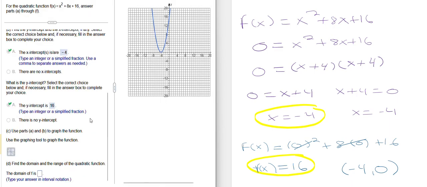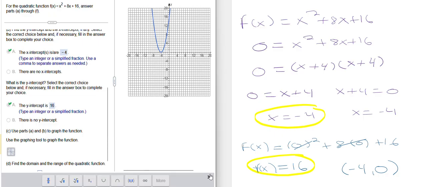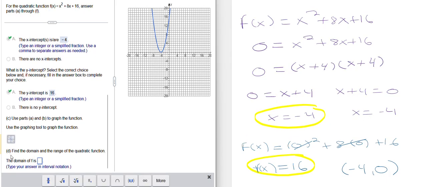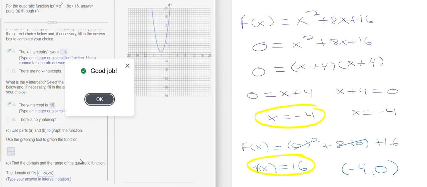Okay, yay. Now, the domain of a parabola, notice at the end, these arrows are going to -infinity to +infinity. So the domain for this parabola is all real numbers. So in interval notation, we go from -infinity to +infinity. Parentheses on both sides because we don't know when it stops.